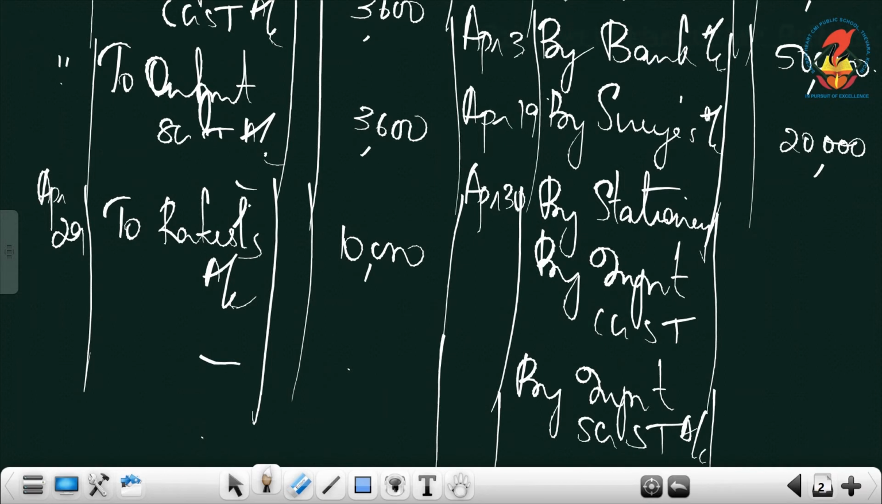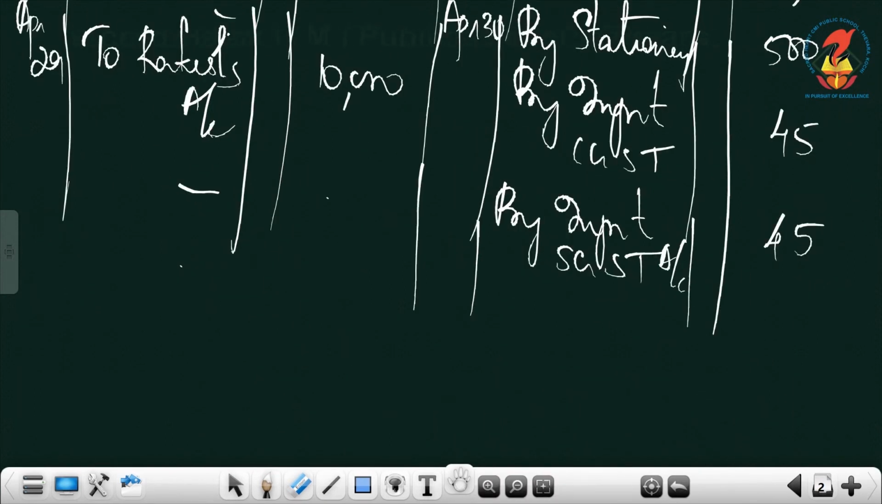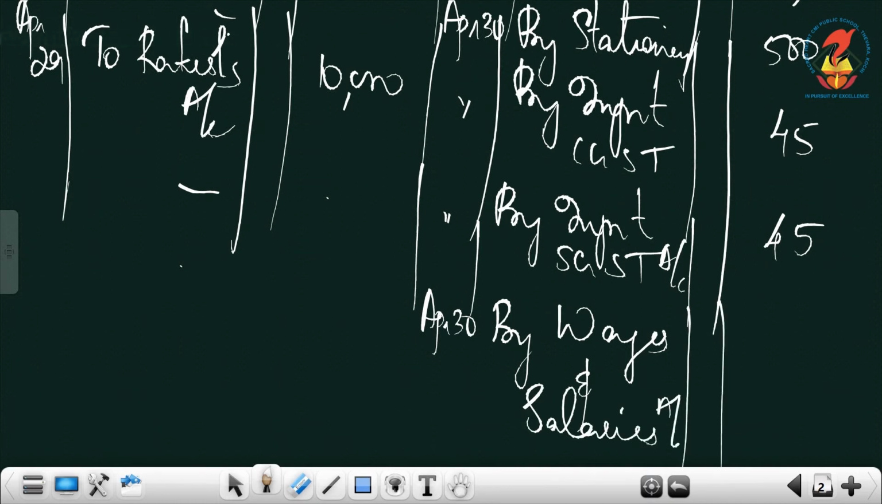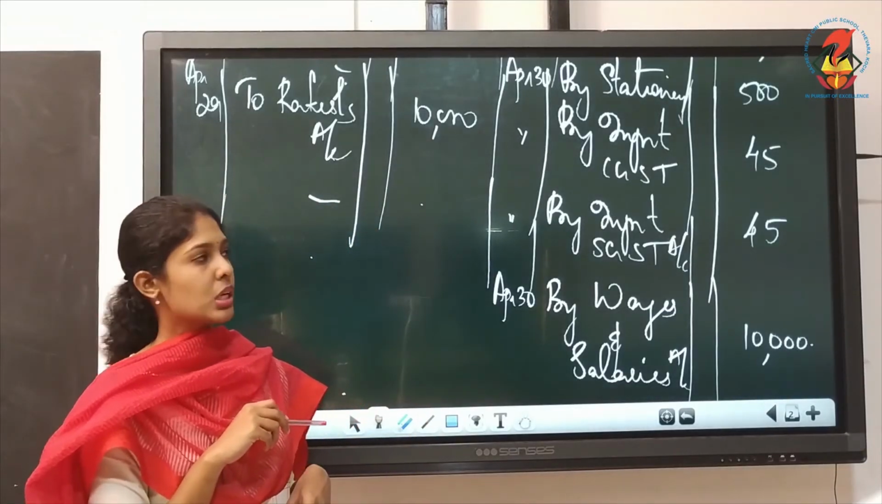Stationery here is 545 each. Then the last transaction, again on the credit side you must do the posting, that also on April 30th, by wages and salary. By wages and salaries account 10,000. Okay, so with that cash account is over.